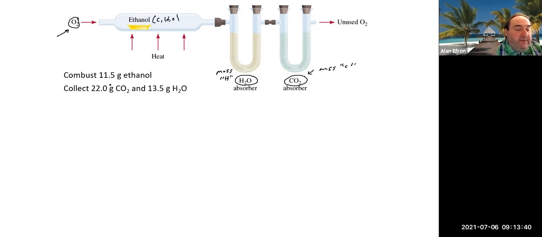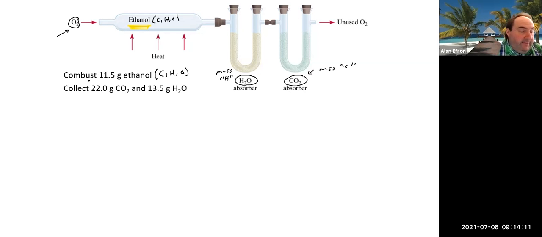And that's the information that we have here. We have 11.5 grams of ethanol, and that's basically the mass of the original substance that contains carbon, hydrogen, and oxygen. It was able to collect 22 grams of CO2 and 13.5 grams of H2O. So what we want to figure out now is just those things. We want to figure out how much carbon there was and how much hydrogen there was. So we'll start with the carbon.